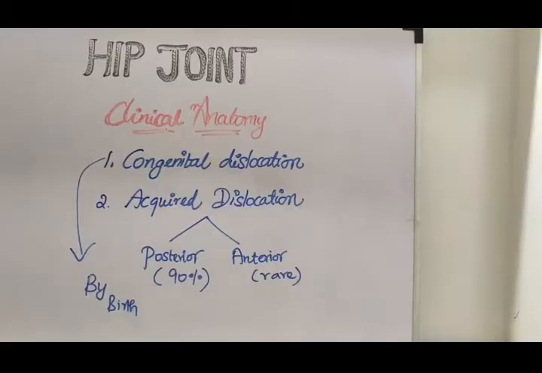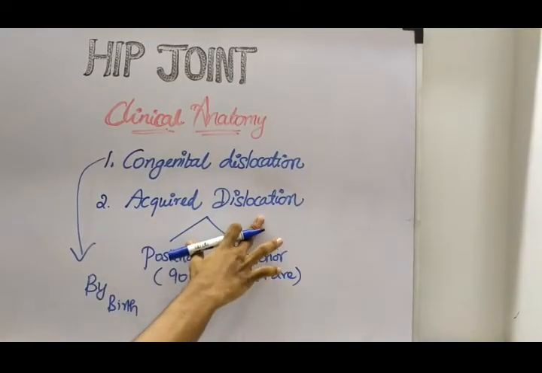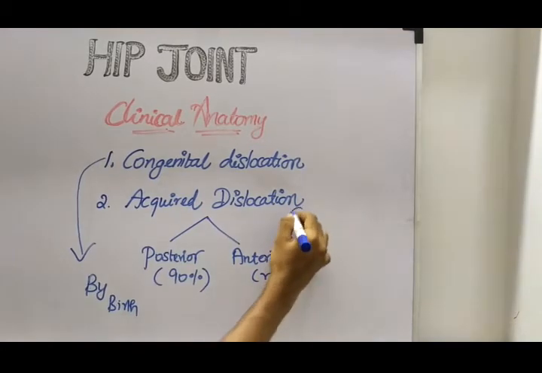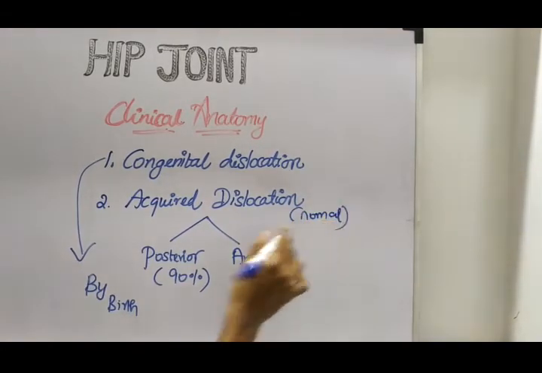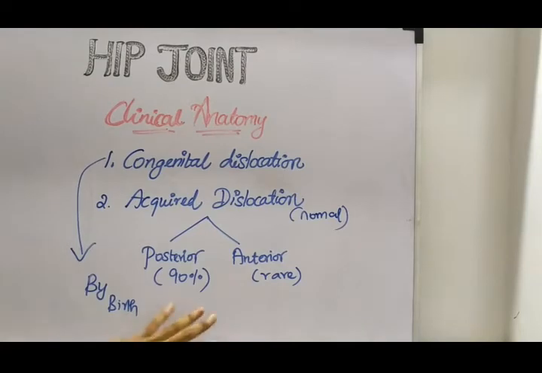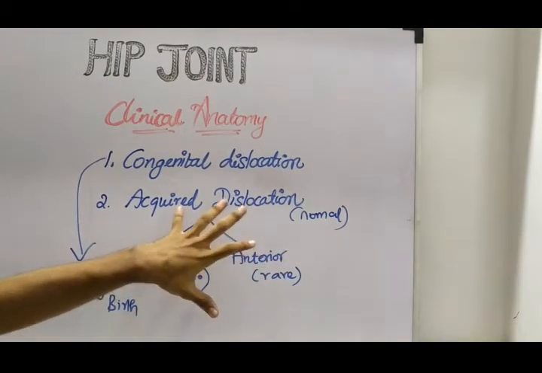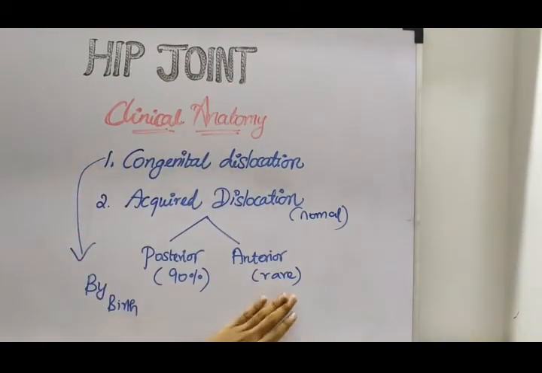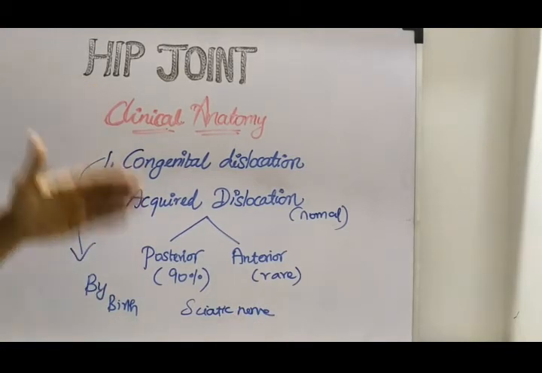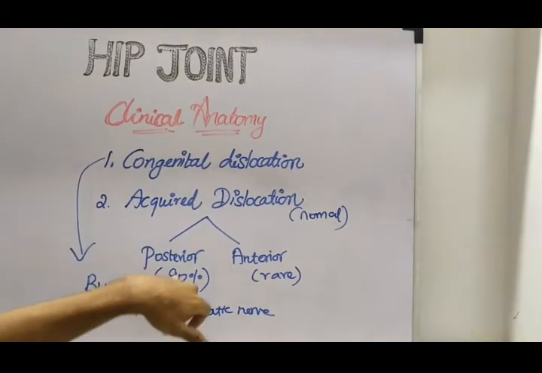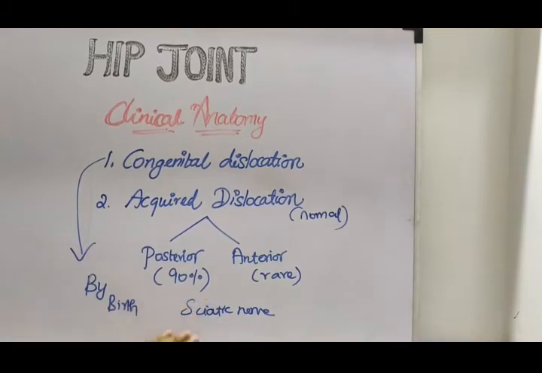And then the second one is the acquired dislocation. This acquired dislocation is a normal dislocation. It may be posterior or anterior. Anterior dislocation of the hip joint is very rare, and posterior dislocation is very common, and in posterior dislocation there is a chance of damage to the sciatic nerve. The sciatic nerve is running posterior to the hip joint, right? So if the dislocation is happening posteriorly, it may damage the sciatic nerve which is present behind.